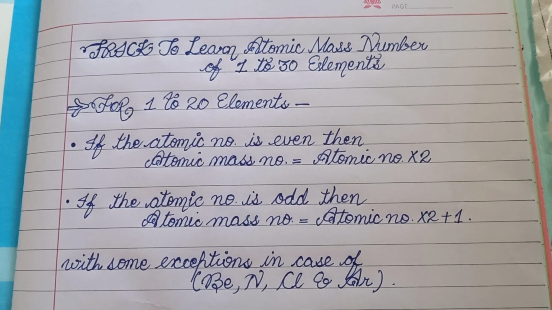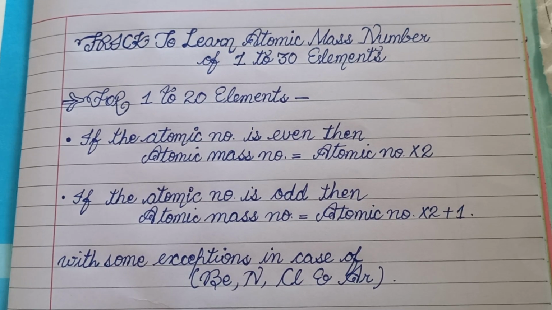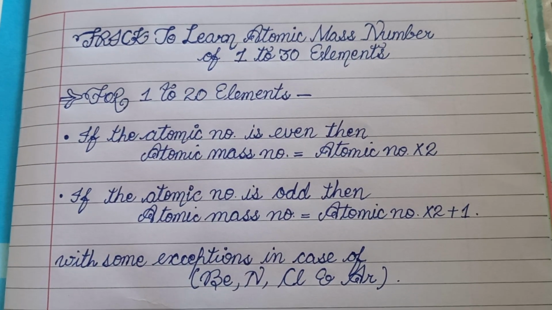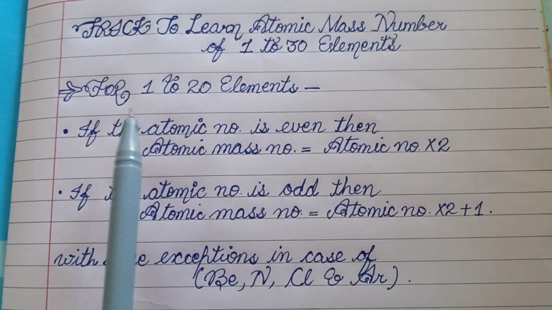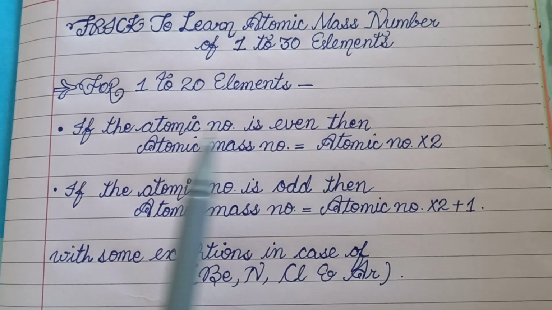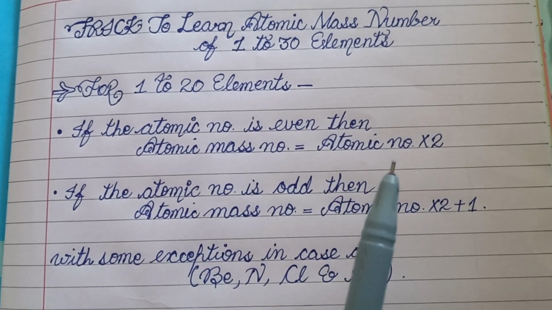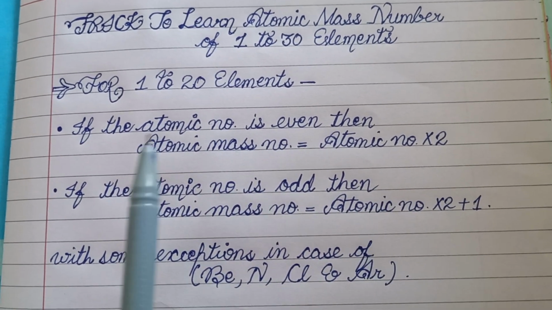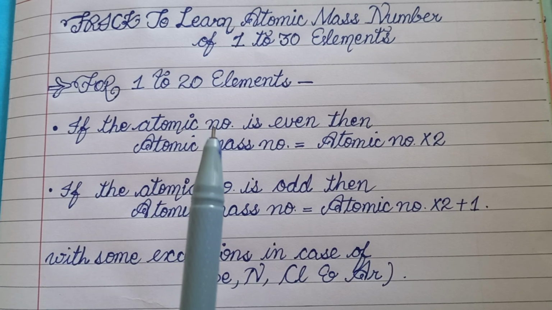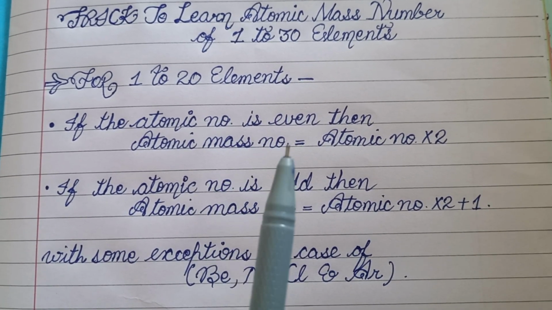Today I'll teach you some tricks to learn the atomic mass number of elements 1 to 30. First of all, we talk about the atomic mass number of elements 1 to 20. There is one trick. If the atomic number of the element is even, then the atomic mass number will be the atomic number multiplied by 2.